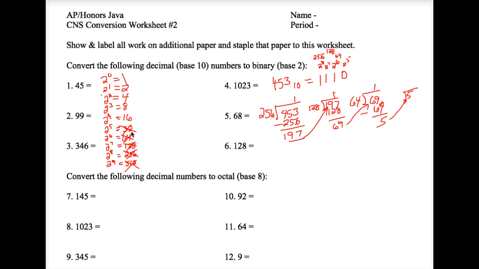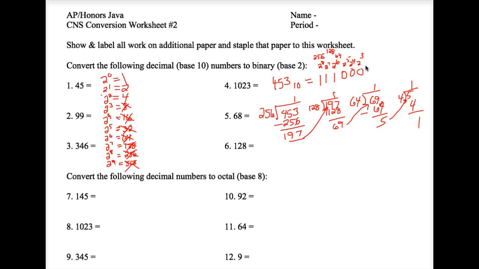And we ask then, does 16 fit into 5? No, it doesn't. So we put a 0 here in our answer in the 2 to the 4th column. And we ask, does 8 fit into 5? No, it doesn't. So we have yet another 0 up here in our final answer in the 2 to the 3rd column. And does 4 fit? Yes, it does. 4 fits into 5 one time. There's a remainder of 1.